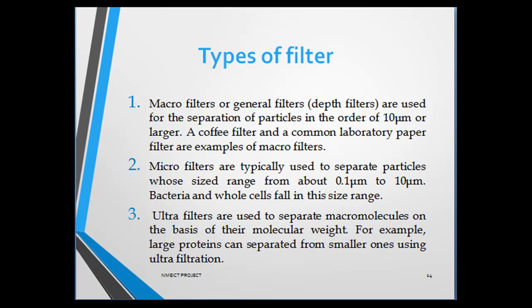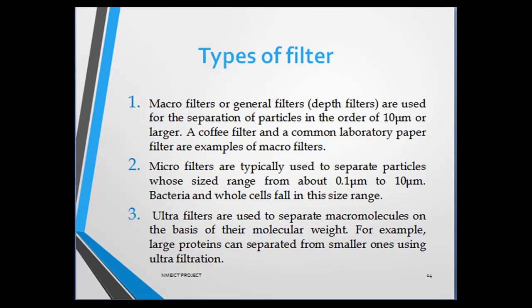Next is microfilters. Microfilters are typically used to separate particles whose size range from about 0.1 micrometer to 10 micrometer. Bacteria and whole cells fall in this size range. The third type of filter is ultrafilters. Ultrafilters are used to separate macromolecules on the basis of their molecular weight. For example, large proteins can be separated from smaller ones using ultrafiltration. Now let us see all these types of filters in a bit more detail.